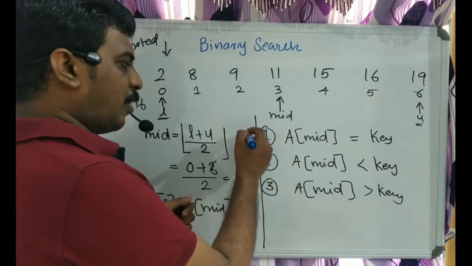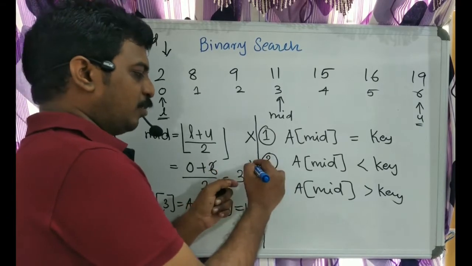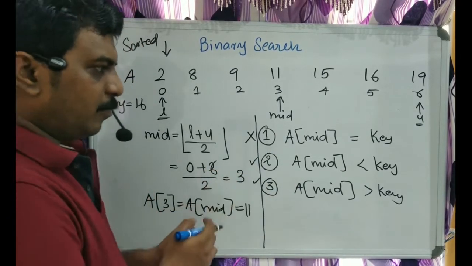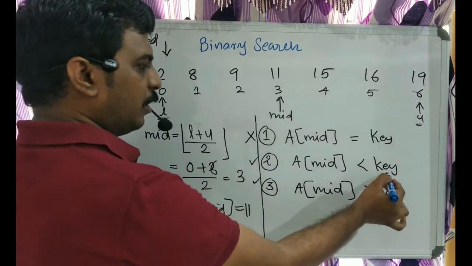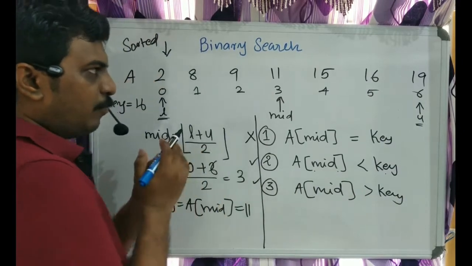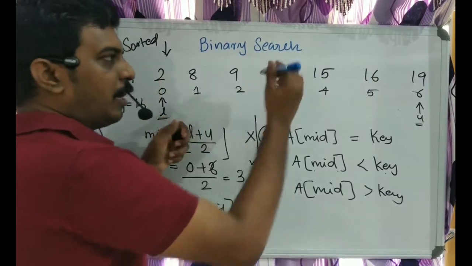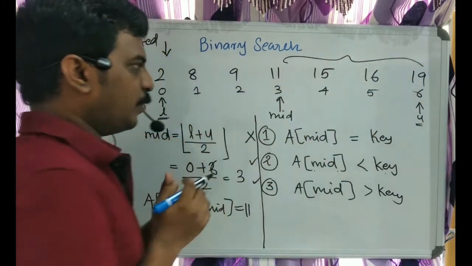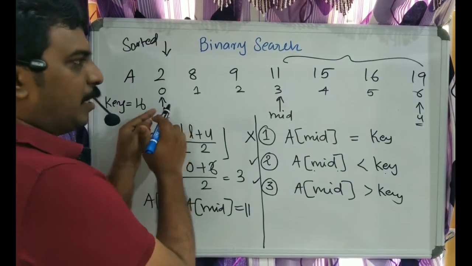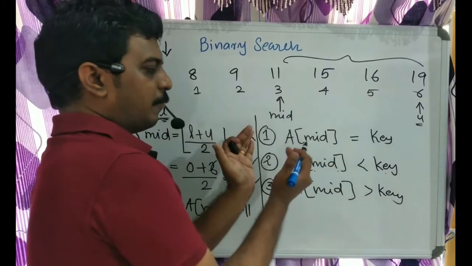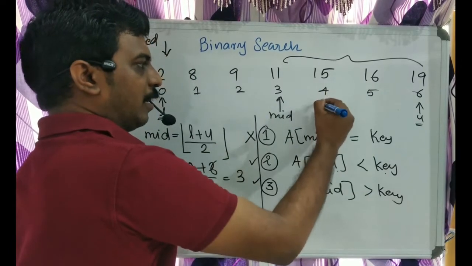So if this is not the case, we have to go with either case 2 or case 3. Let us check. In our example, the key element is 16, so the key element is greater than the middle element. So we will take only this portion of the array, which means there is no need to search in the other portion. We have to search only this portion of the array. So I will replace L: after finding this middle element, this is the array to be searched, so I will make this L.